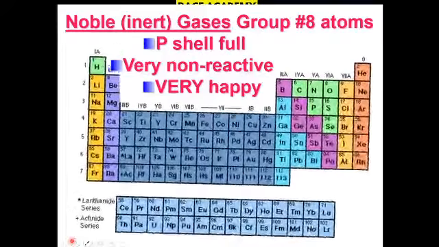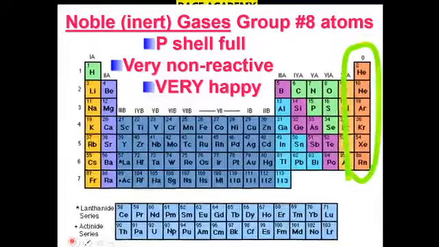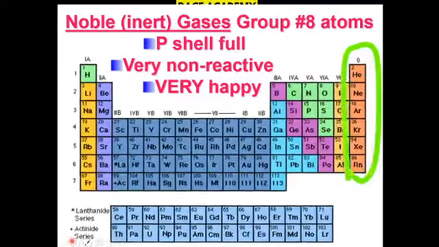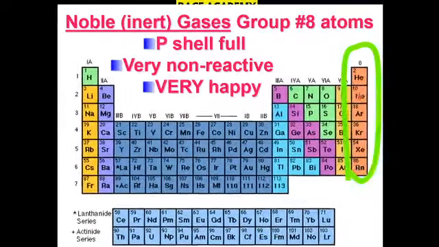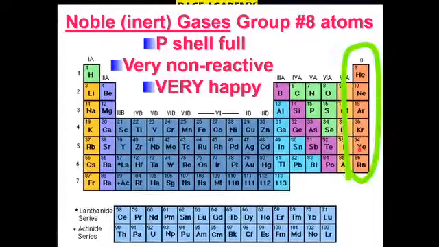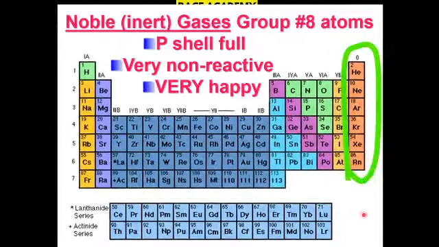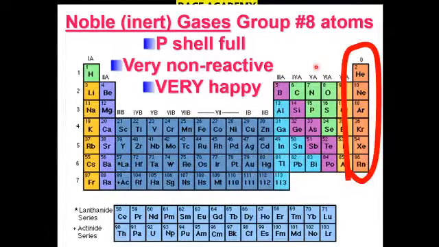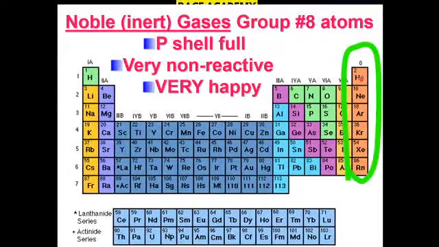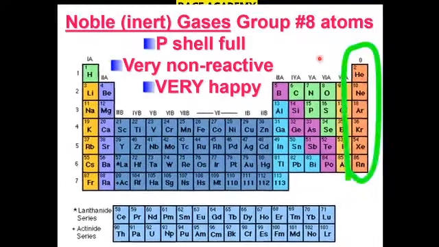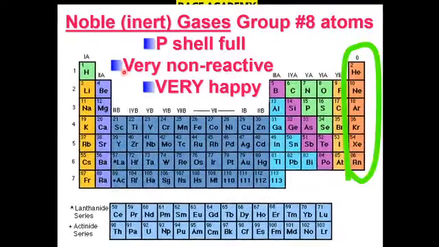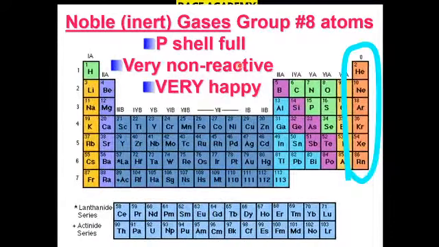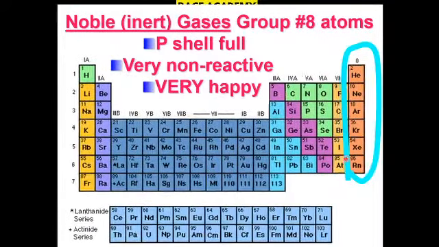And now the noble inert gas elements. We have helium, neon, argon, krypton, xenon, radon. The p shell is completely filled in these cases, except helium. Helium does not have a p shell because its atomic number is very small. They are very non-reactive, they are very happy because they are quite stable.